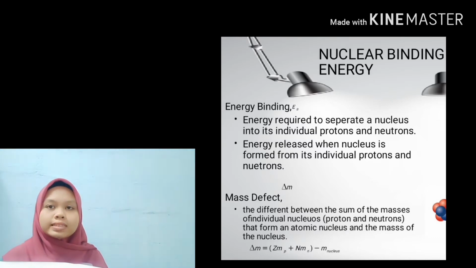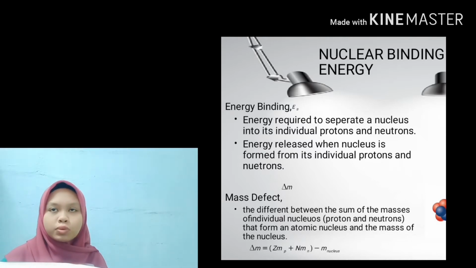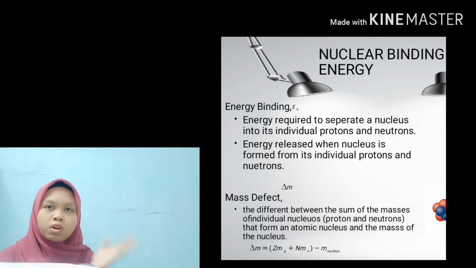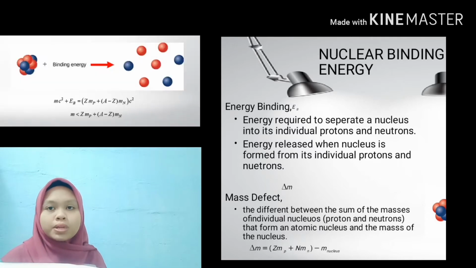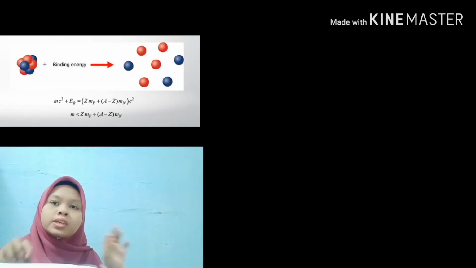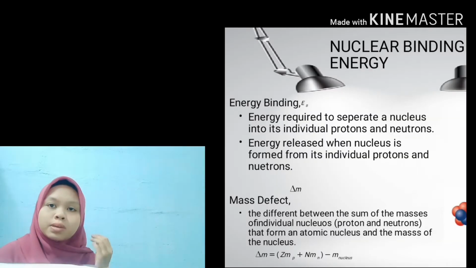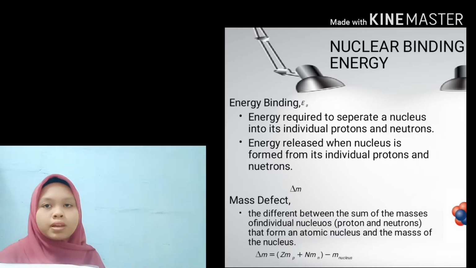Okay, now we look at nuclear binding energy. Binding energy is EB, the energy required to split a nucleus into its individual protons and neutrons. It is also the energy released when a nucleus is formed from its individual protons and neutrons. In the simplest words, EB is the energy required to split the nucleus apart. And when we supply some energy, we also supply some mass. So energy has mass.